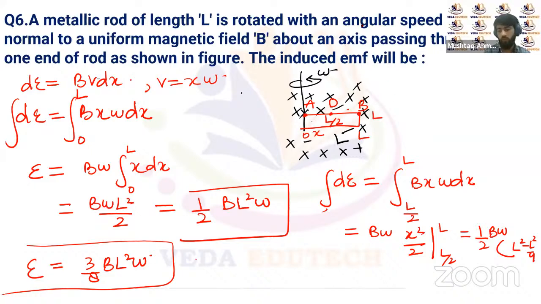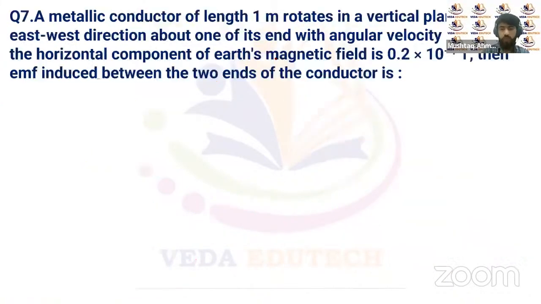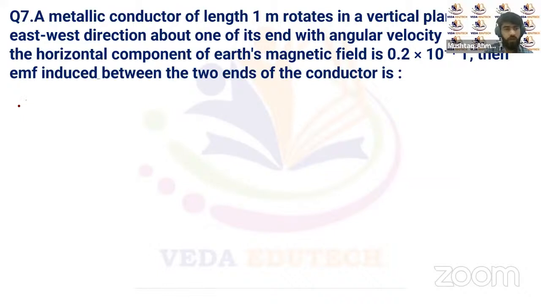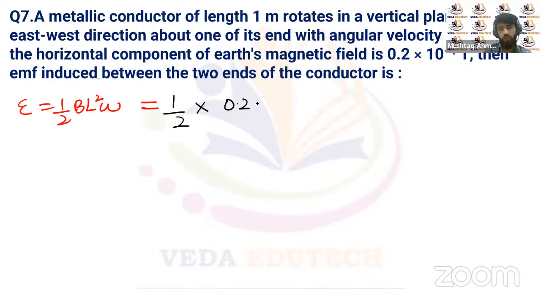The rod is rotating with an angular velocity of omega, and we have to find the induced EMF between the two ends. That's half B L square omega. Now we can substitute the proper values. The value of B, because of the Earth's magnetic field, is 0.2 into 10 to the power minus 4. The length of this rod is 1, so 1 square, and omega is 5 radians per second. That's 25.